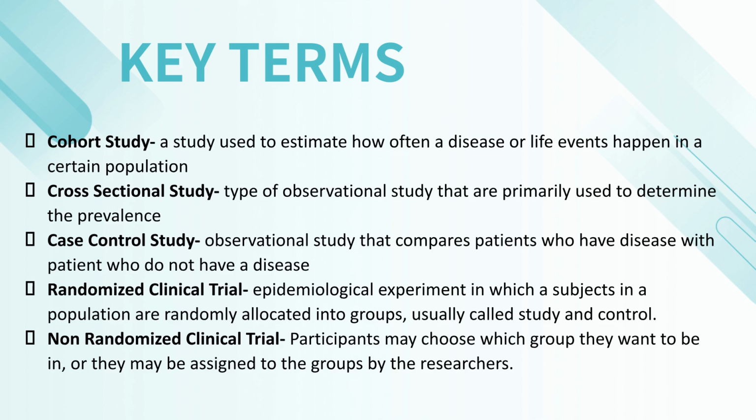Next, randomized clinical trials. Assign eligible participants randomly to treatment groups, meaning participants who meet specified standards with inclusion or exclusion criteria are assigned by chance to different interventions. While non-randomized trials do not. Participants may choose which group they want to be in, or they may be assigned to the groups by the researchers.